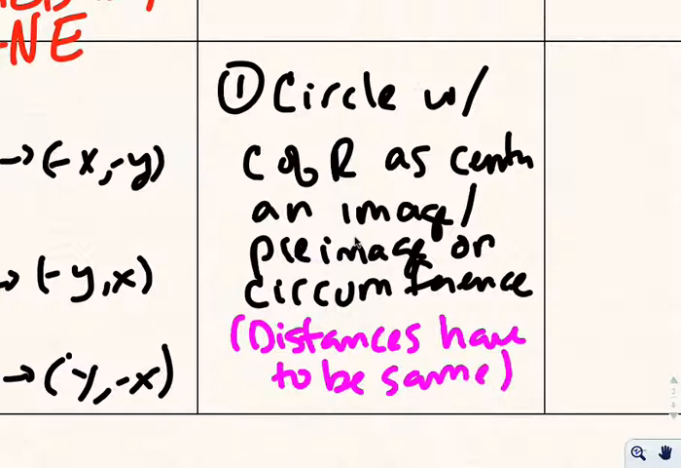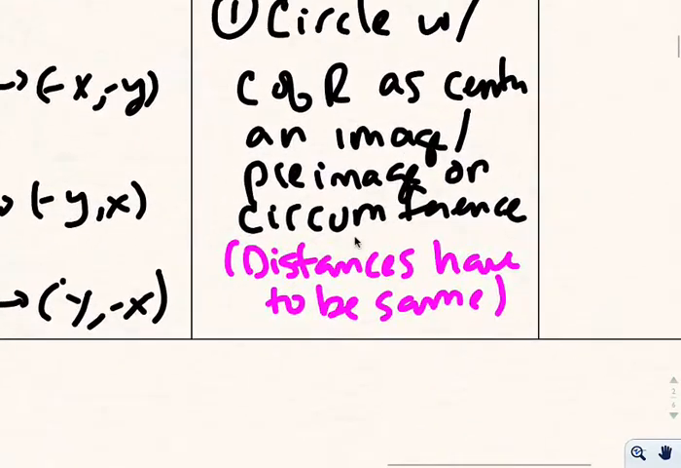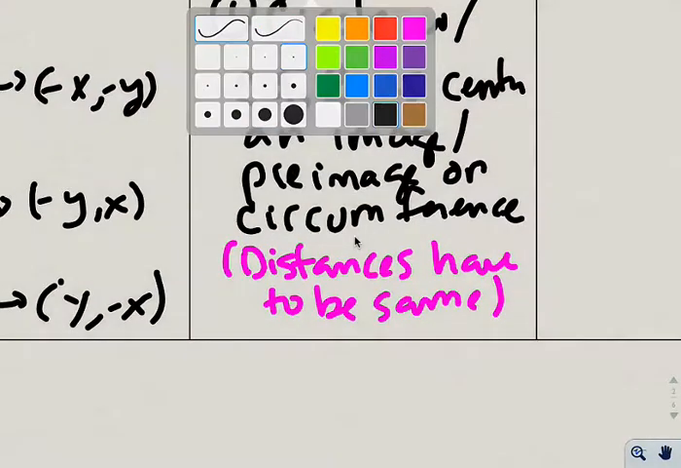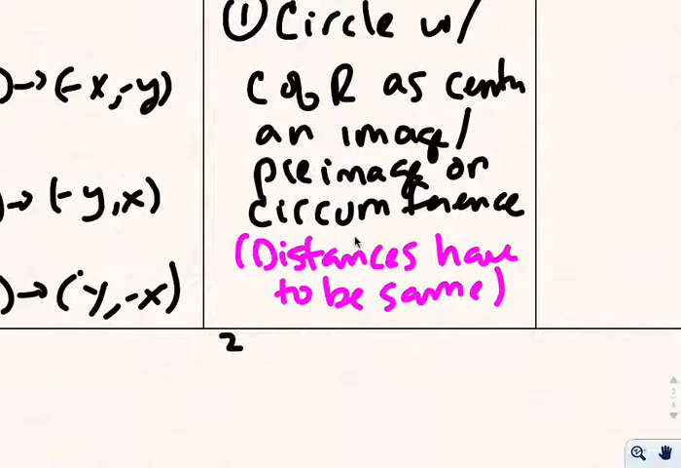Okay? And so if the center of rotation is the center of the circle, and both those image and pre-image points are on the circumference, that means they're both radii and therefore the same distance from the center of rotation. The second thing that you definitely have to be able to identify on demand is that the angle formed between the image, the pre-image, and the center of rotation has to be the angle of rotation.